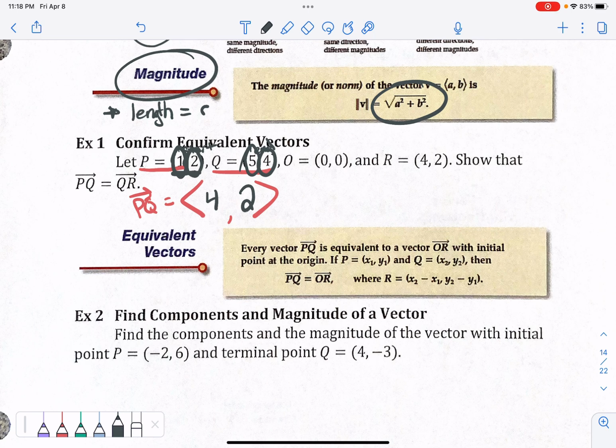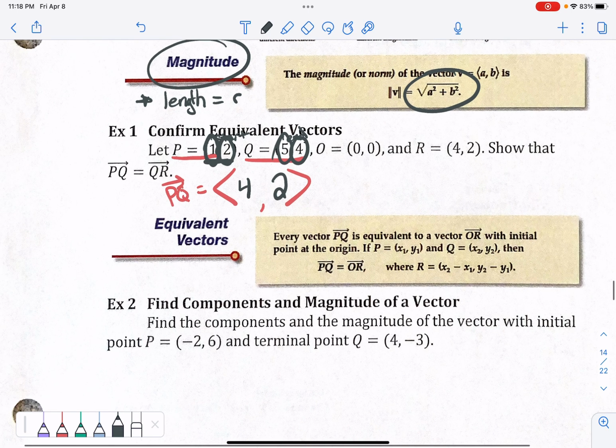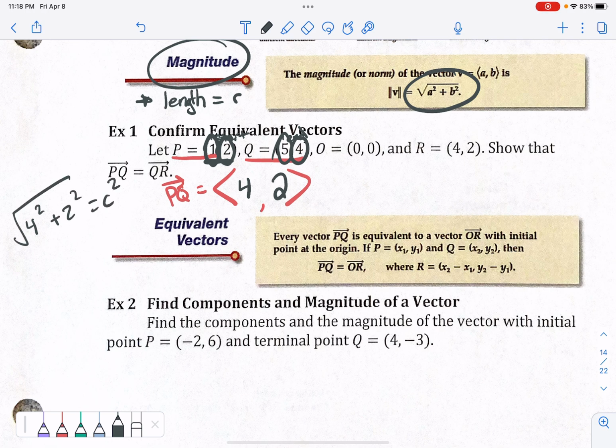Okay. And then to find the magnitude of that, I would do 4 squared plus 2 squared equals c squared. And I would take the square root of that, whatever that is, right? 16 plus 4, this would be the square root of 20 for a magnitude, right?